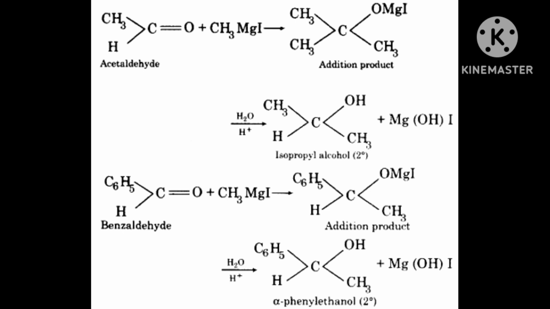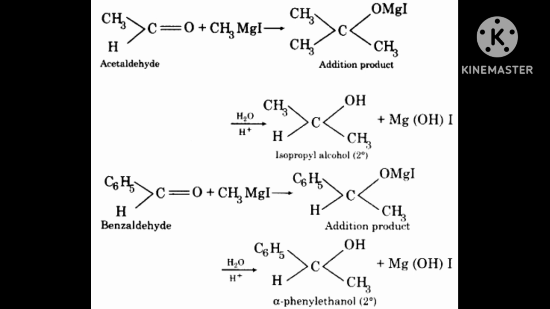Mg(OH)X. Mg has two positive charges, then one positive charge is neutralized by OH, and the other is neutralized by X, the halide, so the other product will be Mg(OH)X. OH is a negative charge, you remember. Now Mg has two positive charges. One is neutralized by OH, the other by X. Then now you got the alcohol here.